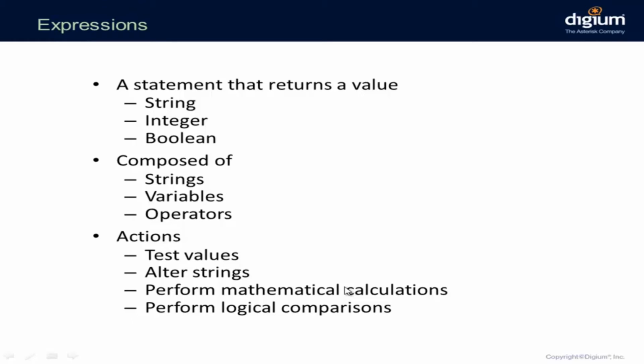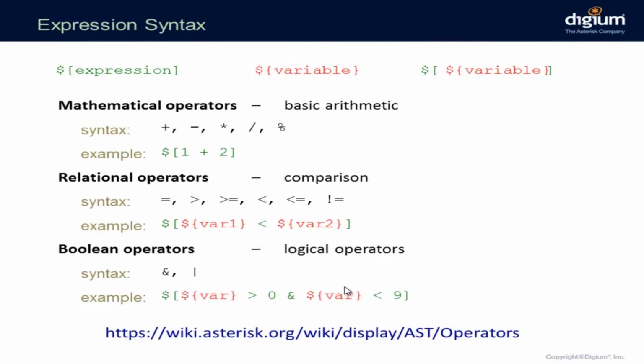So, we also have expressions in Asterisk. Expressions allow us to evaluate variables and make decisions based on that. We can have strings, integers or booleans, so 0 or 1, or is this greater than the other, right? And we can take actions based on that. So let's see some examples.